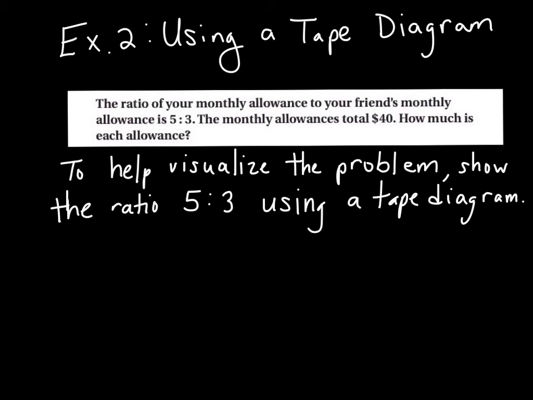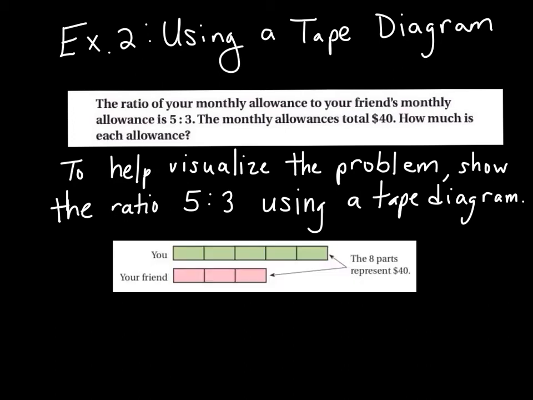The question they give us in example 2 is the ratio of your monthly allowance to your friend's monthly allowance is 5 to 3. The monthly allowances total $40. So how much is each allowance? And to help us visualize this problem, we're going to show the ratio 5 to 3 using a tape diagram. And so it's going to look something like this.